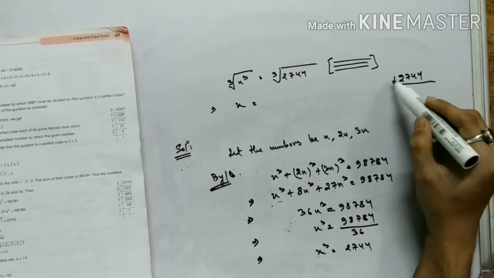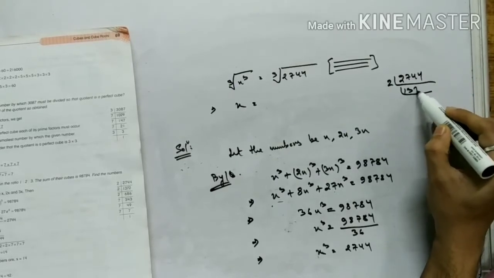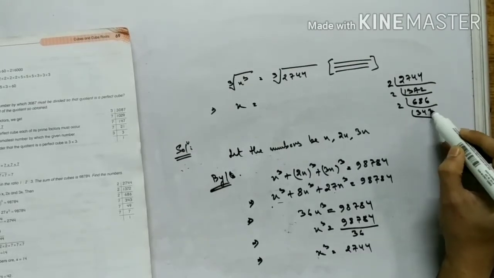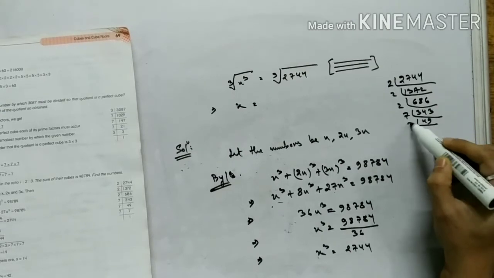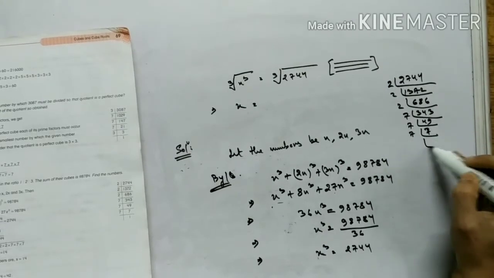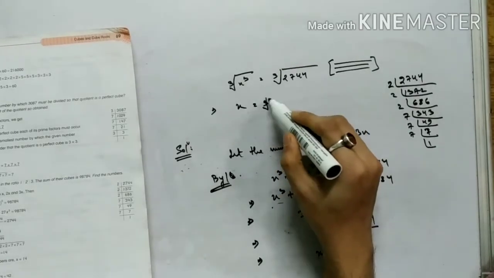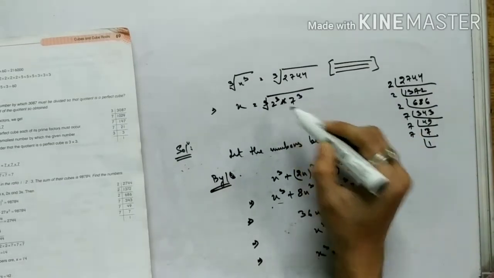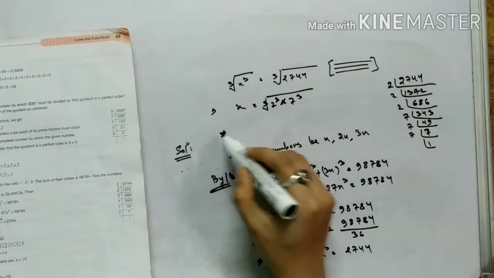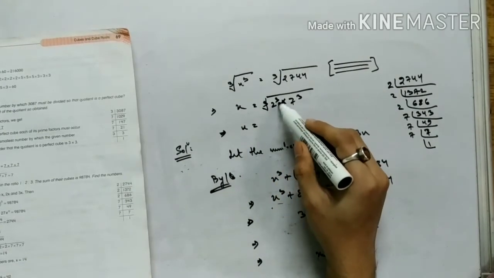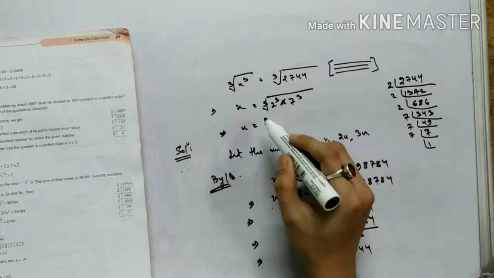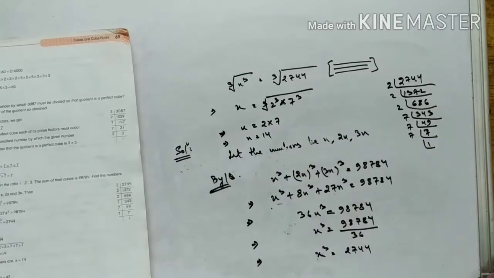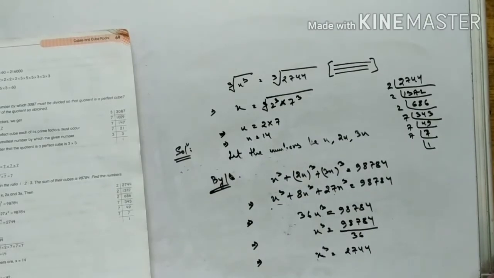2744, break it into prime factorization, you will get 2, 1372; 2, 686; 2, 343; 7, 49; 7, 7; 7, 1. So therefore x is equal to the cube root, this you will get 2 cube into 7 cube. The cube and cube root cancel out. So therefore x is equal to 2 into 7. So x is equal to 14 you will get.